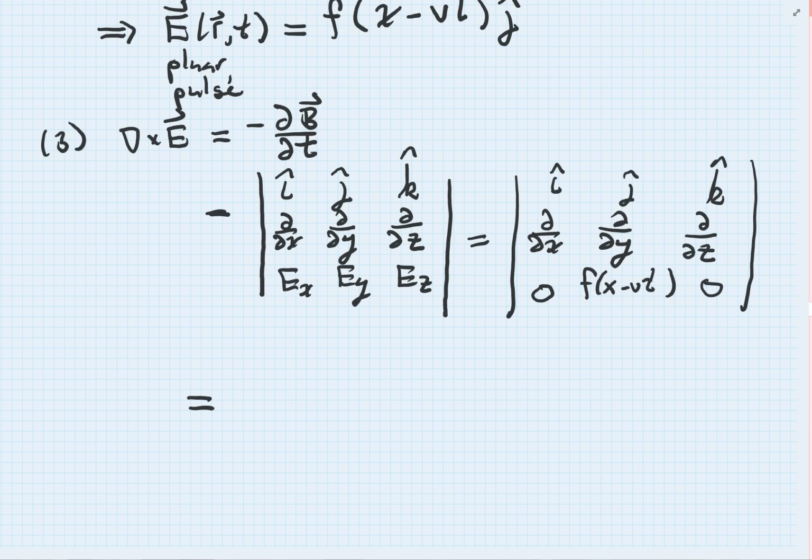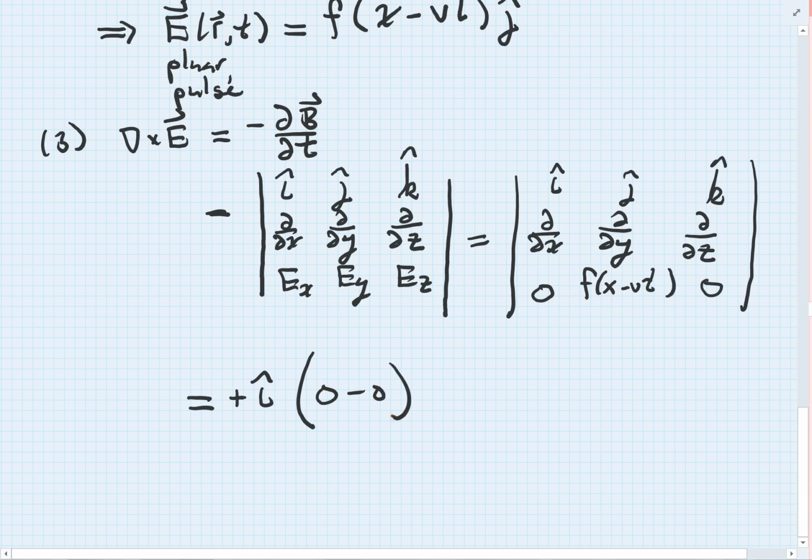You guys, I believe, know how to do this, right? You do the cofactor expansion across the top row, for instance. So we would have plus i hat times, and then you imagine crossing this row of the matrix out, and you do this littler determinant. Partial y derivative of 0 is, of course, 0. And then you do minus the z derivative of f, but f only depends on x and t, so that just gives us 0 minus 0 for the i hat part of the cofactor expansion.